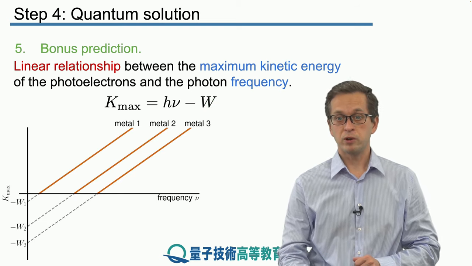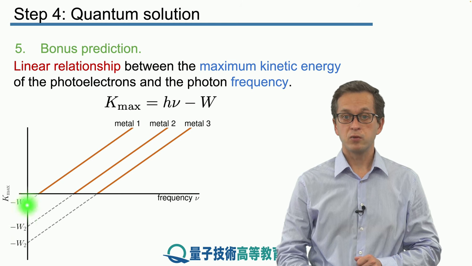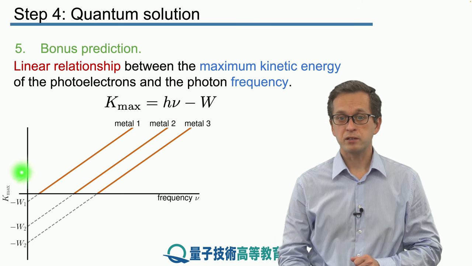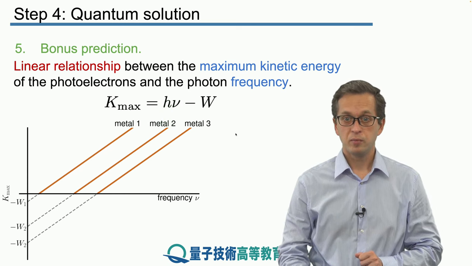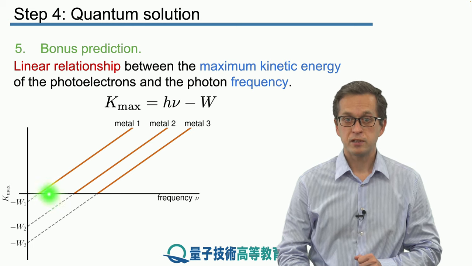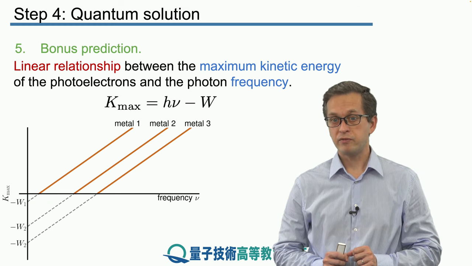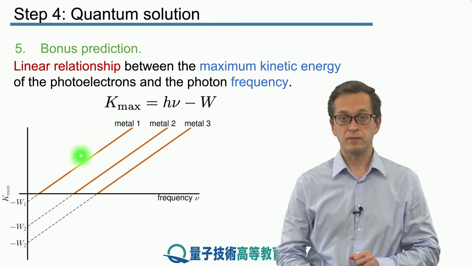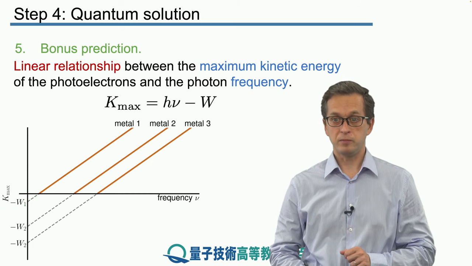So, if we plot it on a graph, where on the horizontal axis we've got the frequency of the incoming radiation, nu, and on the vertical axis we've got the maximum energy of the photoelectrons denoted by K max, we should see the following straight lines. Each metal, as we said, has its own characteristic cutoff frequency, meaning the incident light must have a certain minimum frequency given by this intersection with the horizontal axis. For example, for metal 1, it's over here. If the incident light has high frequency, then we observe electrons with finite kinetic energy given by this orange line. And the y-intercept, if we follow this orange line, tells us about the work function for that particular metal.